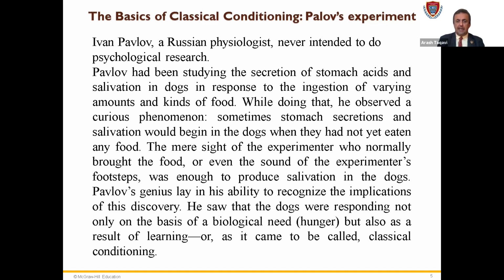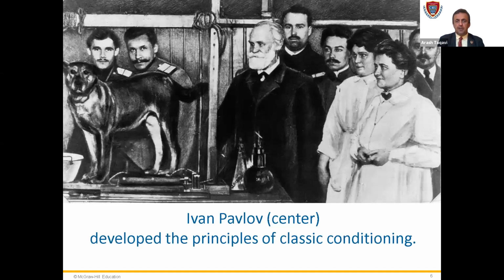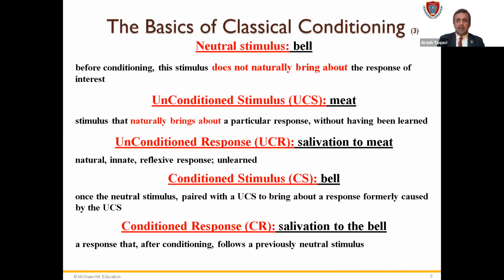Pavlov's genius lay in his ability to recognize the implications of this discovery. He saw that the dogs were responding not only on the basis of biological needs, like hunger, but also as a result of learning, or as it came to be called, classical conditioning. In this picture, you can see Pavlov. Pavlov is in the middle, in the center, and he developed the principles of classical conditioning.